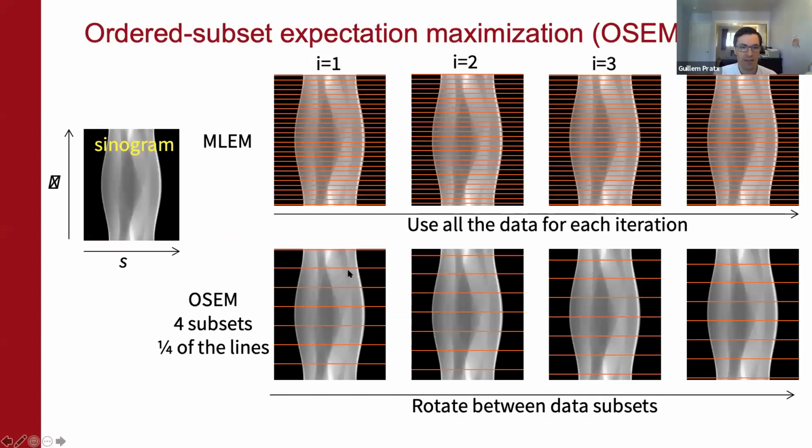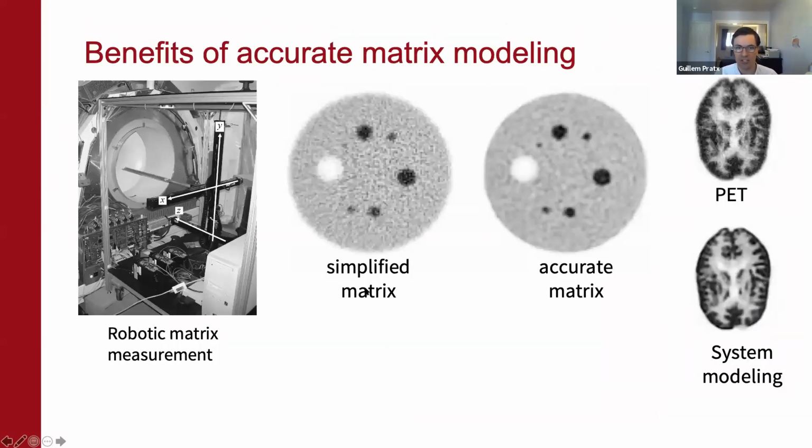So this is just kind of showing again expectation maximization using ordered subsets. So I think we talked about this. Another point I wanted to briefly touch on is that there's another benefit to using iterative reconstruction, and one of them is that we can actually incorporate a lot of information in the system matrix.